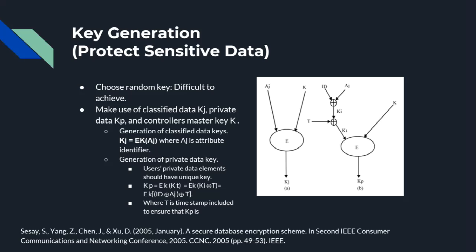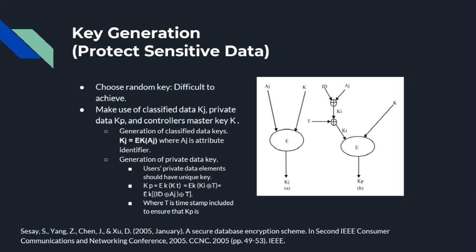Then there comes a DES-centered encryption schema, which makes use of classified data key KJ, private data key KP, and system master key K. With classified data labeled at attribute level, let AJ be an attribute identifier and K the controller master key. An attribute key for classified data is defined by AJ, encrypted by the system master key via DES encryption.